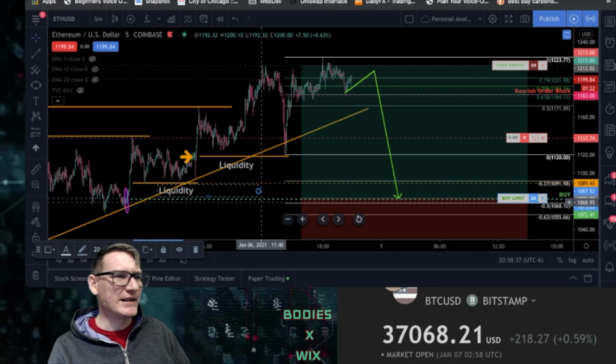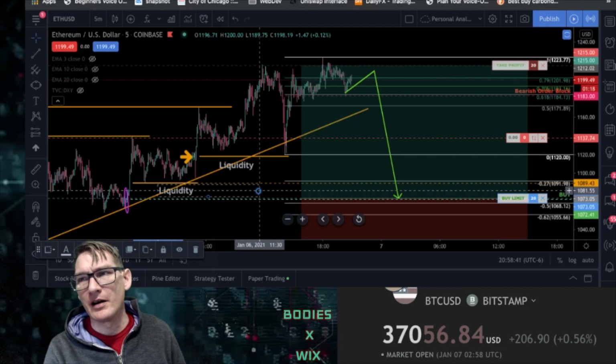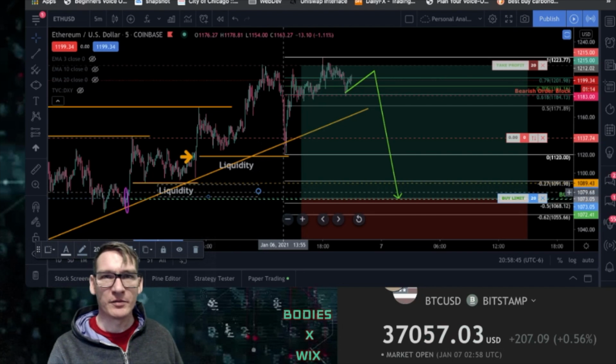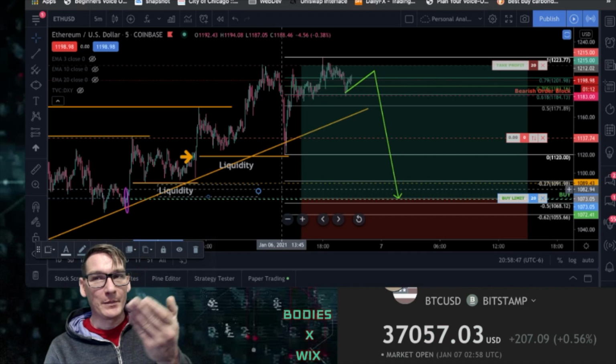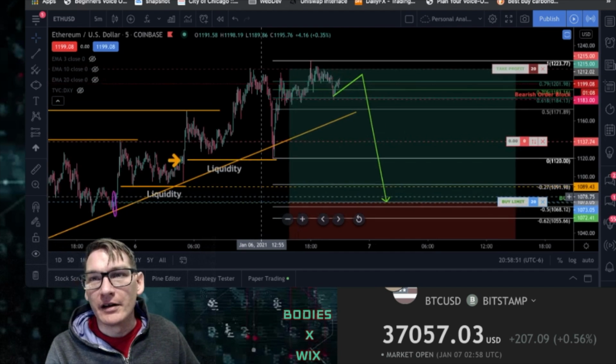It used to be 80 cents spread on Ethereum back when it was a couple hundred dollars. Now, anytime you enter into an Ethereum trade, you're $3 behind. But that's part of trading, you know. It is what it is.